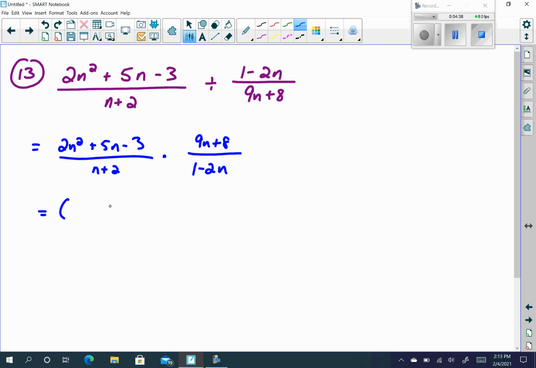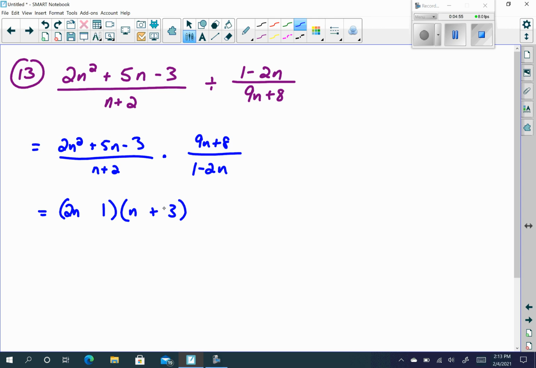There's no GCF, so I'm going to make 2 sets of parentheses. The only way to factor 2n squared is 2n times n. I'm going to try 3 and then a 1 here. So I am going to get a 6n on the outside and a 1n on the inside. My signs need to be different, and I need to end up with a positive 5n.